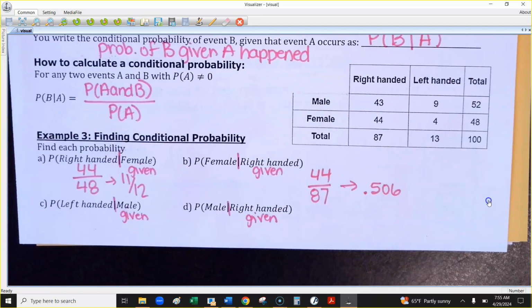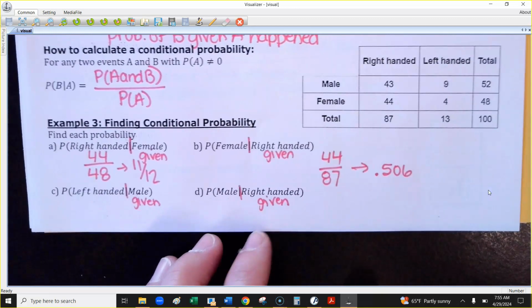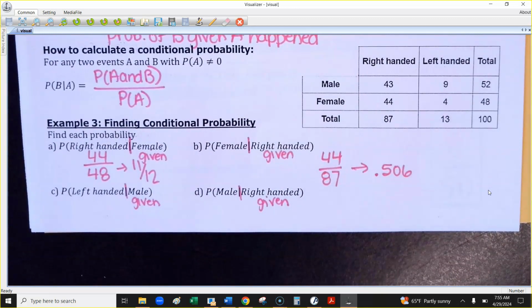All right, so see if you guys can do these two at the bottom. If I tell you, what's the probability a person in this table is left-handed given that I know that they're male, how could I set up a fraction for that? The probability a person is left-handed given that I know that it's a guy.